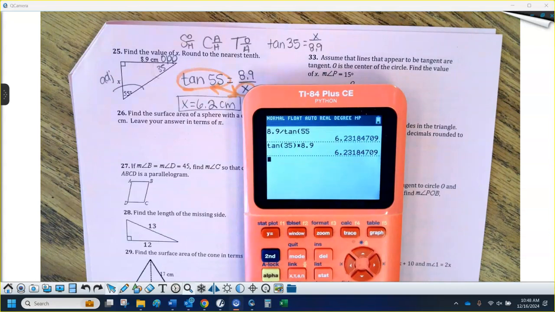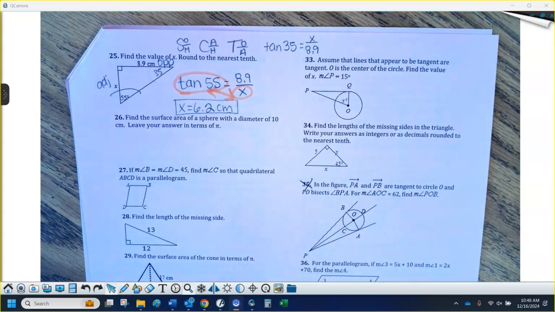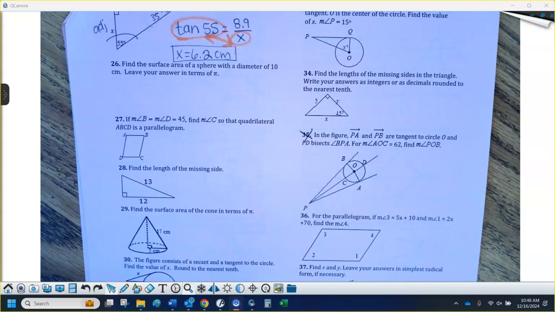You can find the other angle. I usually just don't go to the extra trouble. But if the variable's in the top, you end up just multiplying both sides by whatever's in the denominator and you're done. That's a really, really good question. All right, let's look at 26.